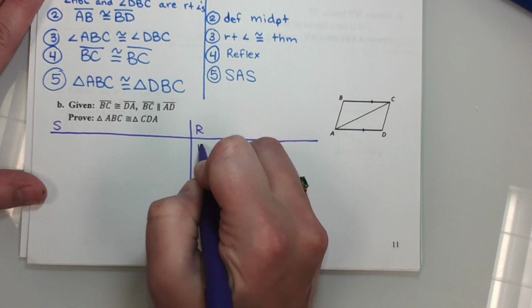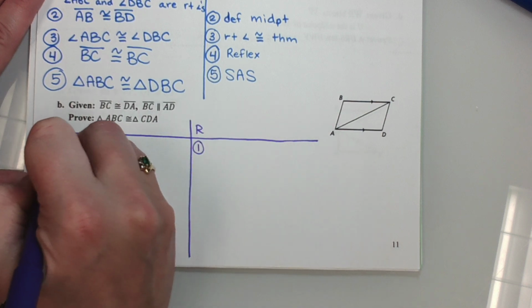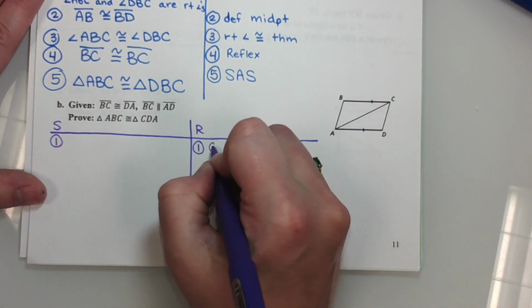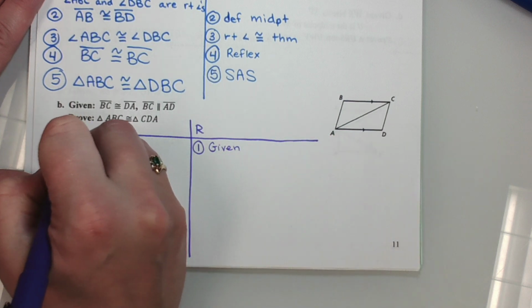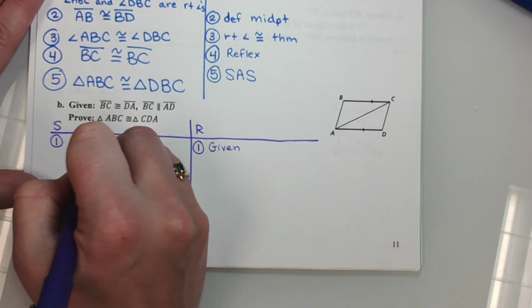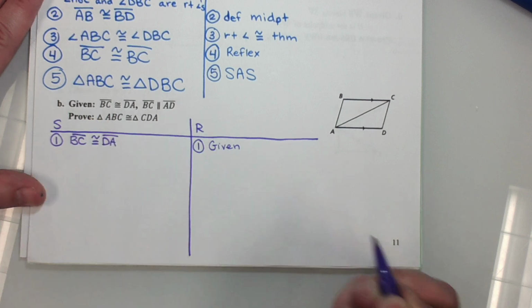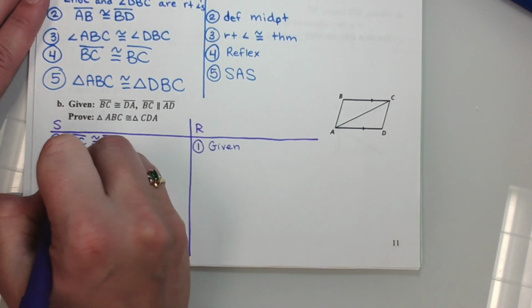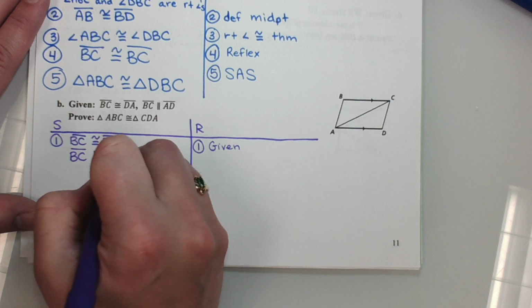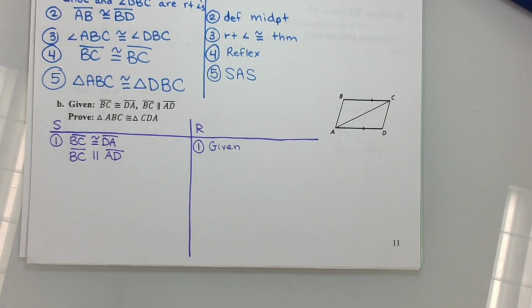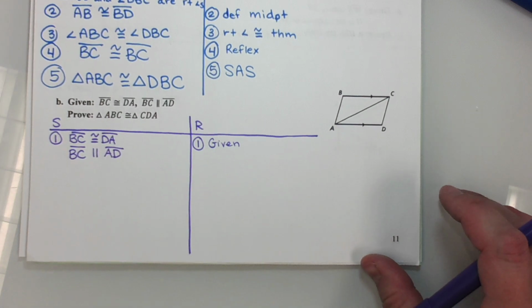Okay, we got statements, we got reasons. We got our given. BC is congruent to DA. BC is parallel to AD. Yes, I know what that symbol means.